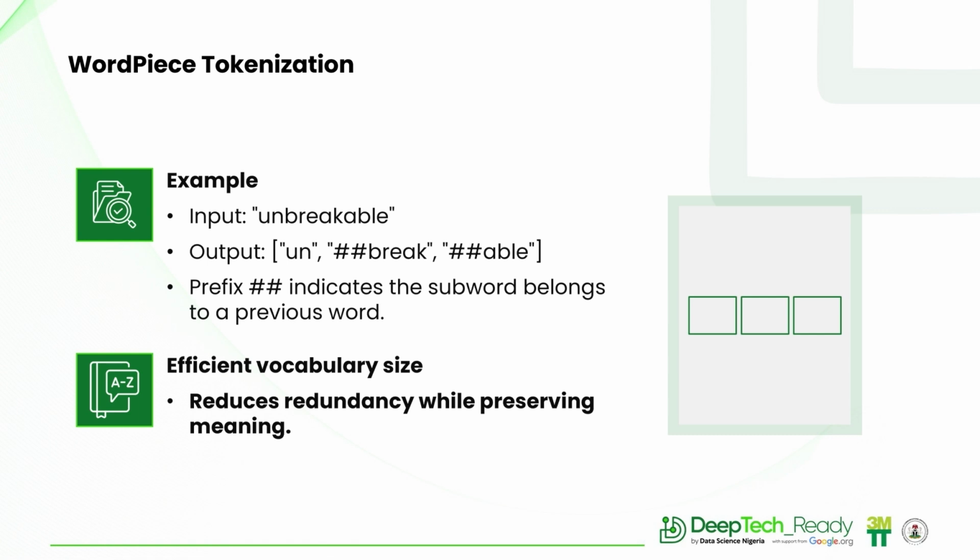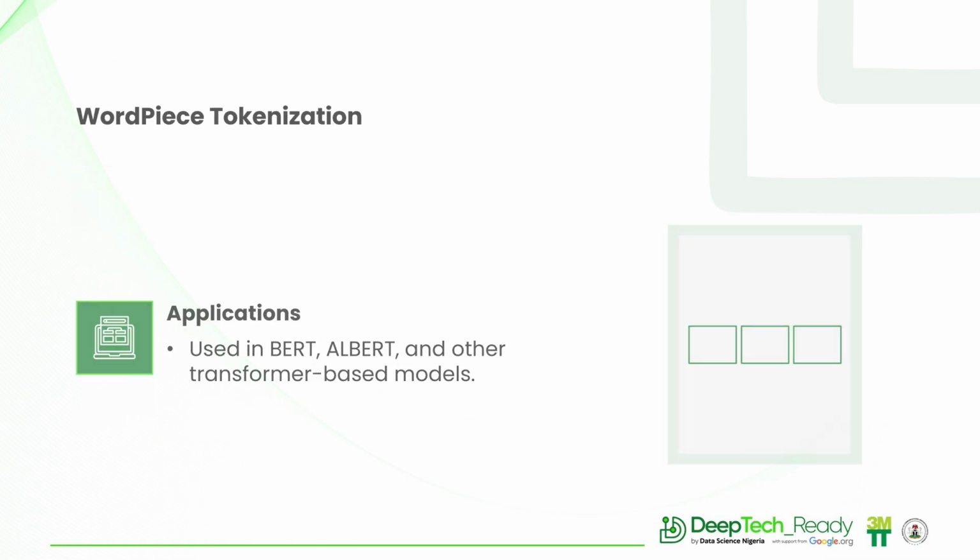This approach makes WordPiece tokenization particularly powerful for tasks like language understanding, where the model needs to handle a wide range of words efficiently without losing context. WordPiece tokenization is used in several algorithms like BERT, ALBERT, and other transformer-based models in order to efficiently tokenize text. It helps manage large vocabularies and ensures accurate representation of both common and rare words, and this makes it ideal for language understanding tasks.